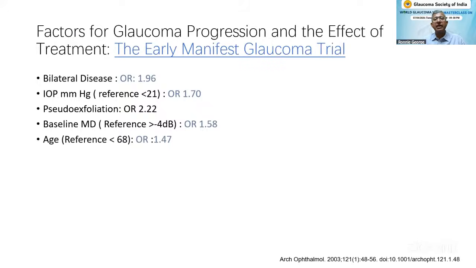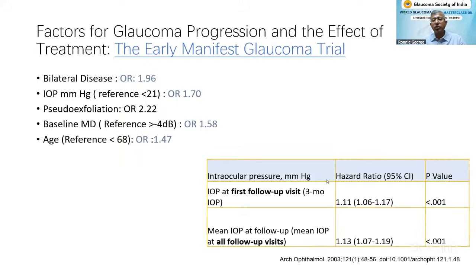When you looked at the Early Manifest Glaucoma Study, here too, bilateral disease was associated with almost 2 times greater risk of progression. An intraocular pressure of more than 21 was associated with a greater risk of progression. Pseudoexfoliation was associated with a 2.2 times greater risk of progression. A worse baseline MD or an older age was associated with a greater risk of progression. So this is also fairly consistent with the Collaborative Initial Glaucoma Treatment Study.